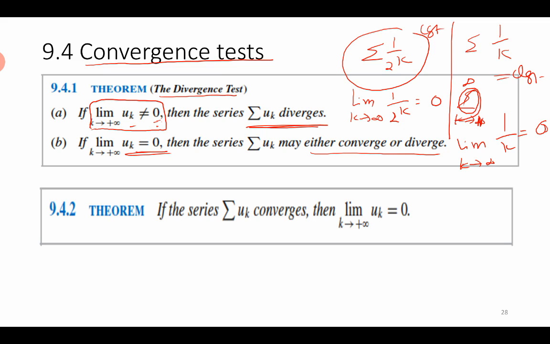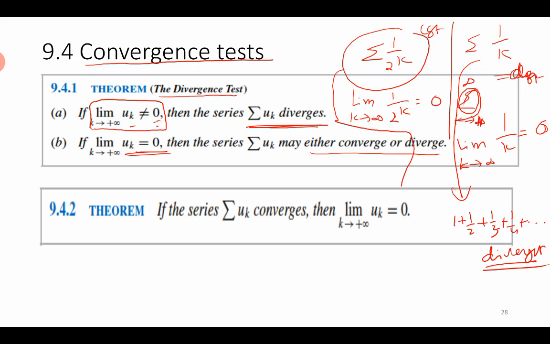How? This is the harmonic series. In the previous chapter we have seen the harmonic series is divergent. Harmonic series is always divergent, isn't it? So this is a divergent series, whereas this other one is actually a geometric series.